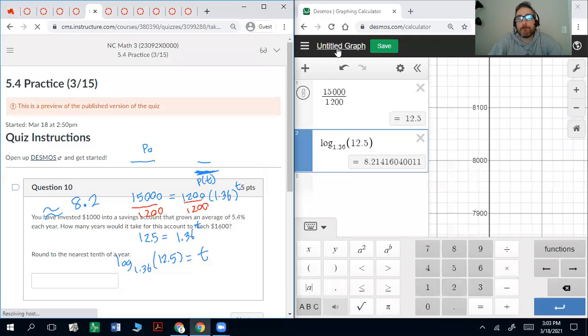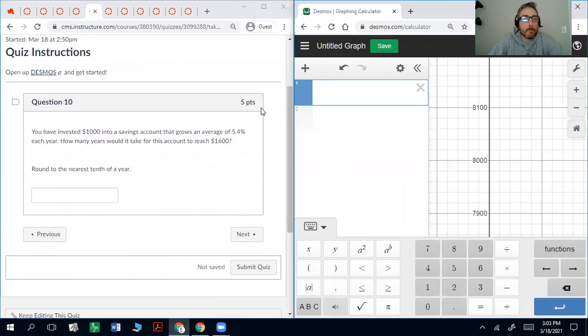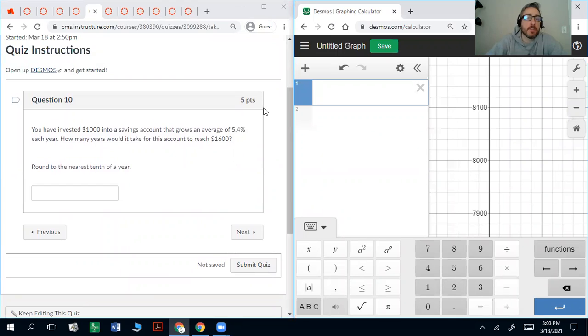Question 10. You have invested $1,000 into a savings account that grows at an average of 5.4%. So this is exponential growth. So 1,000 into a savings account that grows 1 plus r. Your r is 0.054, so 1.054. How many years would it take for this account to reach 1,600? So we want to know what t is so that it gives you your final result of 1,600. There's your setup.